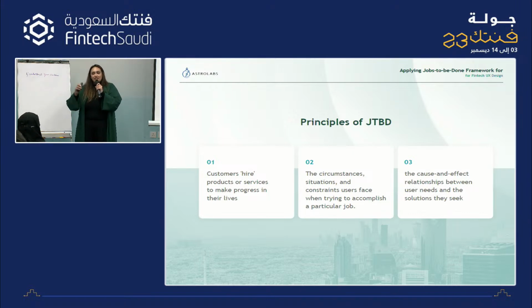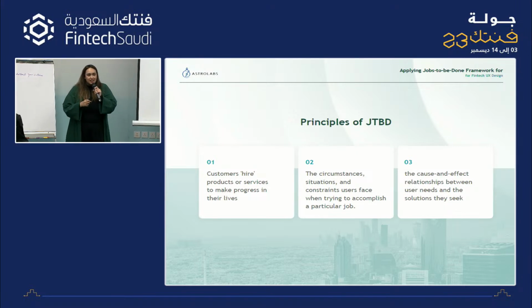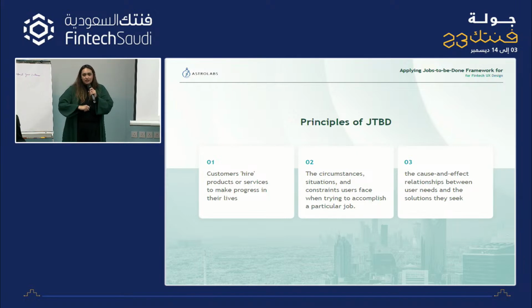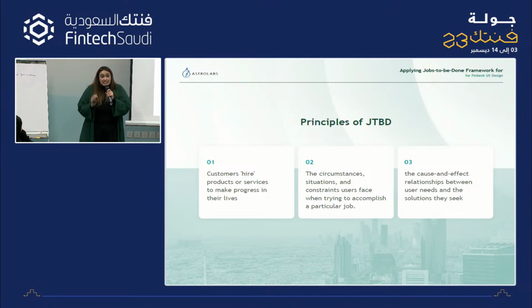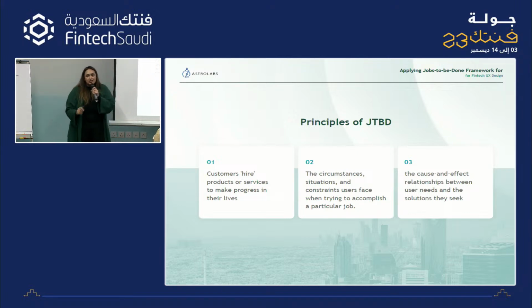So he works in a government entity, and his job is that he is the person responsible for the main official signatures. So he needs a very specific pen that represents the brand of the government entity that he is going to sign with. That's a very specific situation. So you need to understand the cause and effect, the relationship between user needs and the solution that they seek.